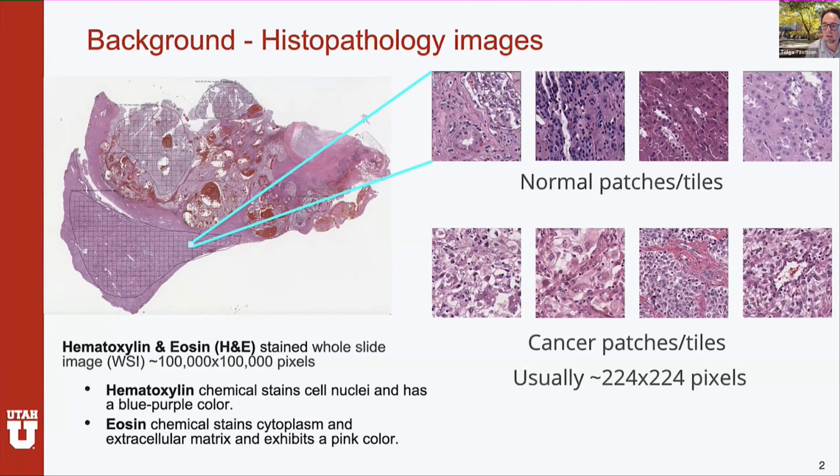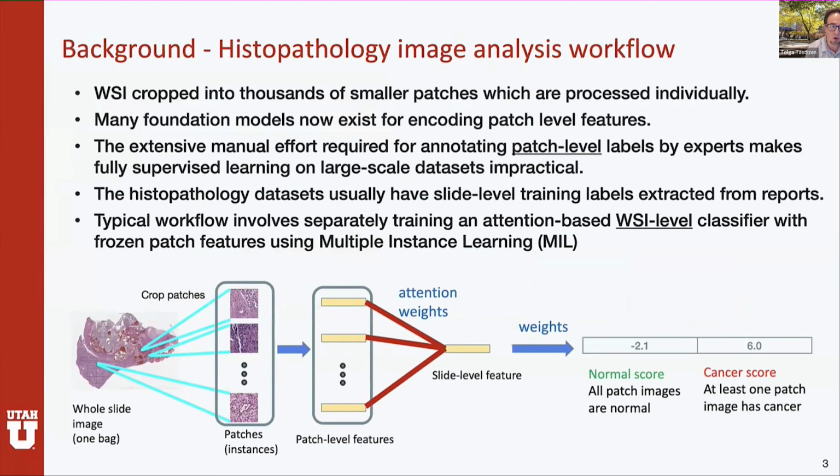Just for reference, some smaller, more computer vision workflow size tiles are shown on the right, examples of normals and examples of cancer patches, and these are usually on the order of 256 by 256 or thereabouts pixels. So the workflow goes something like this: we get the whole slide image and we then crop it into these smaller patches, right? And these can be in the thousands or even up to tens of thousands. And these are first processed individually.